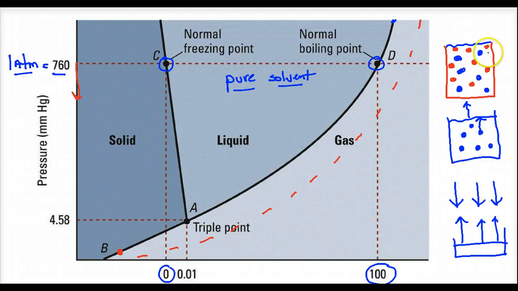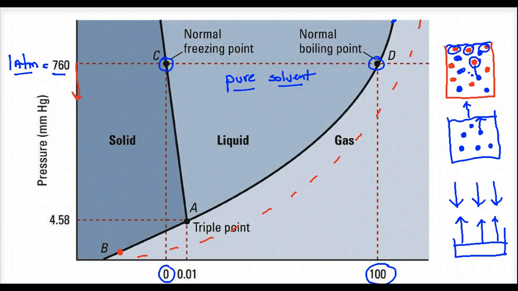Well, if you put solute particles in here, water still has to overcome its attractive forces, but it's got to get to the surface. And these solute particles get in the way. They're like not only a distraction, but a physical barrier. So it's harder for the molecules to do that. And what happens is the amount of evaporation is less. The amount of vapor pressure is less.